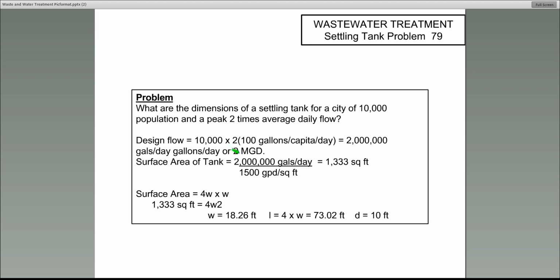And then you plug it in the formula. Surface area of the tank is 2 million over 1,500, 1,333, and we get the same answer. I just set up the problem a little bit different ways. So they're either going to give you the peak flow right off the bat, or they're going to give you the average flow with a peak factor, or they could give you the population only, and you would have to calculate the average flow from the population, go back to the graph and see what the peak flow is.